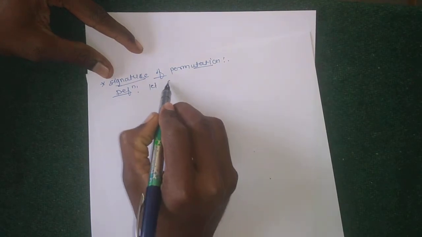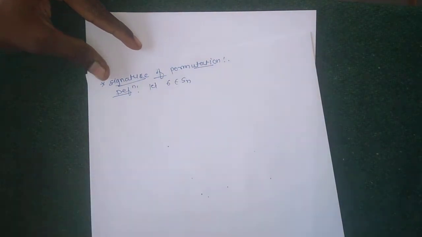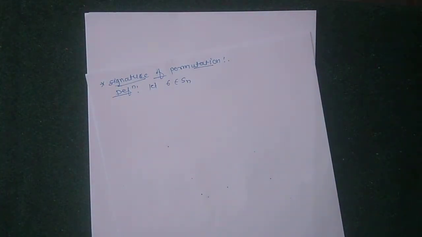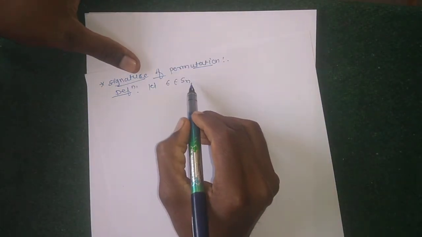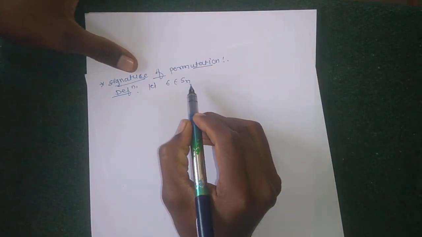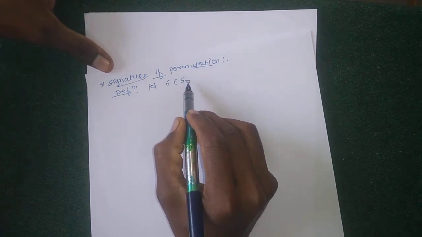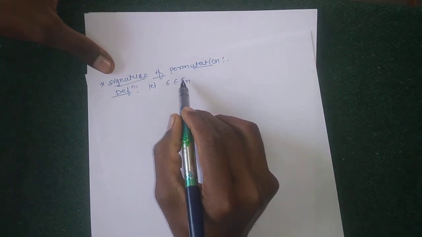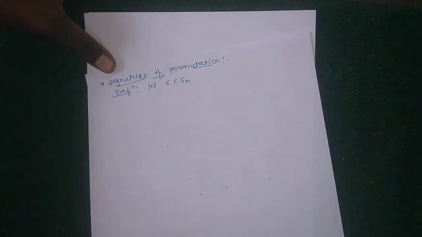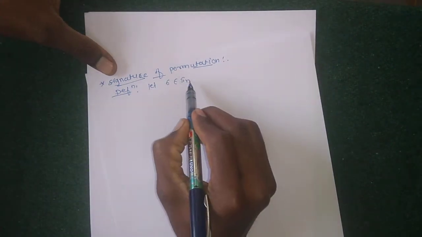Let sigma belong to Sn. Sn means the symmetric group, which contains n different elements. Sn is the notation of the symmetric group. The definition of the symmetric group was seen in the previous lecture. Sigma belongs to Sn.